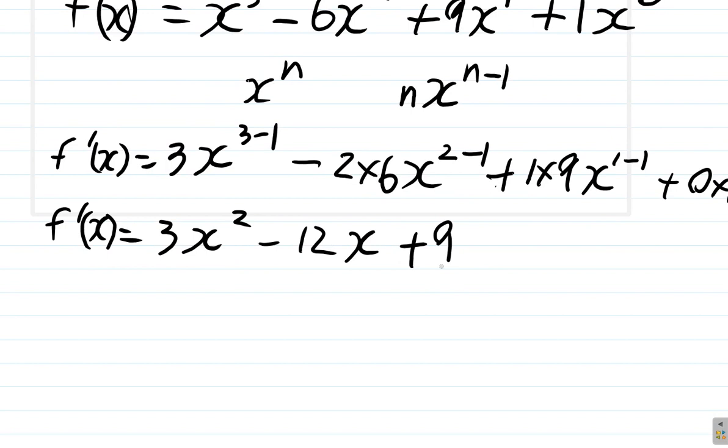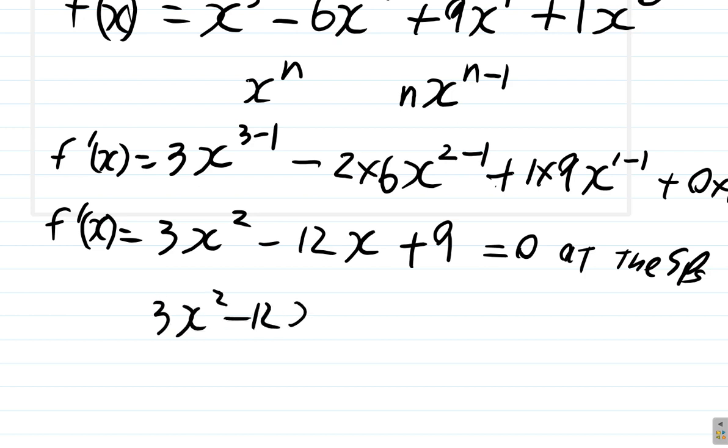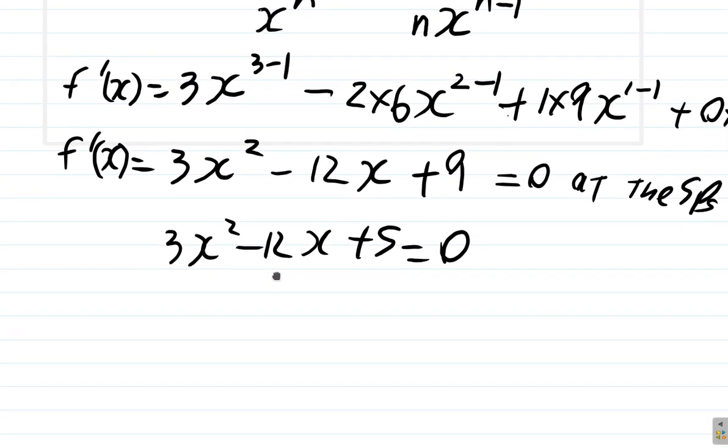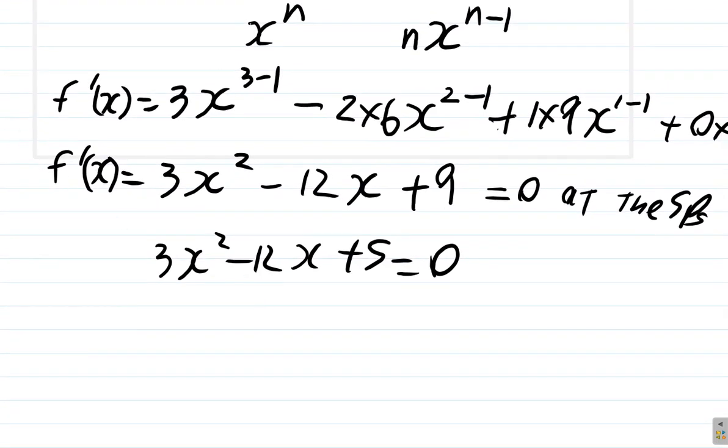Now this is a gradient function, and at the stationary points, the gradient function is equal to 0. Right? At the stationary points, it's equal to 0. So we have 3x squared minus 12x plus 5 equals 0. This is really a quadratic equation. We'll realize that, oh, but minus 9, not 5.